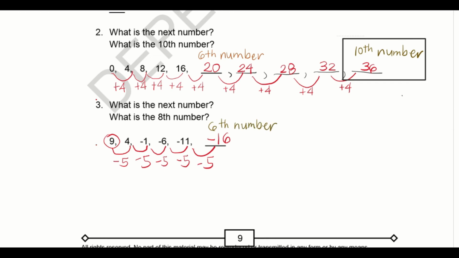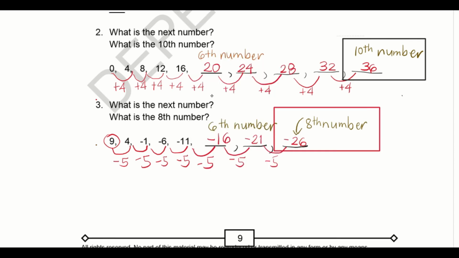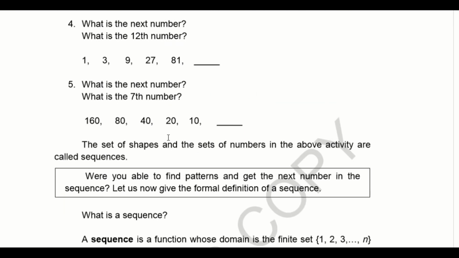We have a follow-up question. What is the 8th number? We have to determine the 7th number and 8th number. Following our pattern, from -16, we subtract 5 and get -21 as our 7th number. And from -21, we subtract 5 to get -26 as our 8th number. Therefore, our 8th number is negative 26. We proceed with number 4.